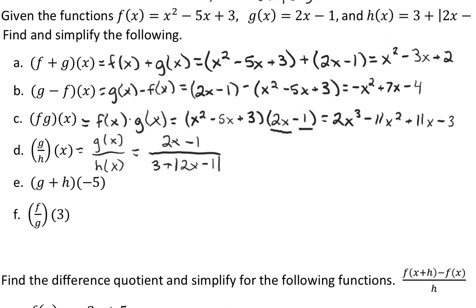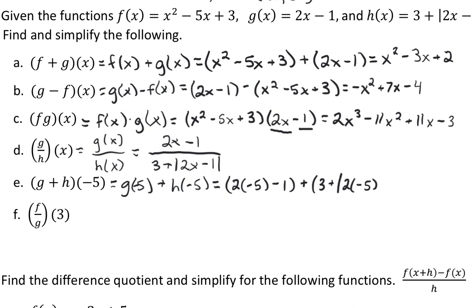Okay? Next, let's do g plus h of negative 5. So here, it's going to be equal to g of negative 5, sorry, plus h of negative 5. And so g of negative 5 is going to be 2 times negative 5 minus 1, and then we're going to add 3 plus the absolute value of 2 times negative 5 minus 1.